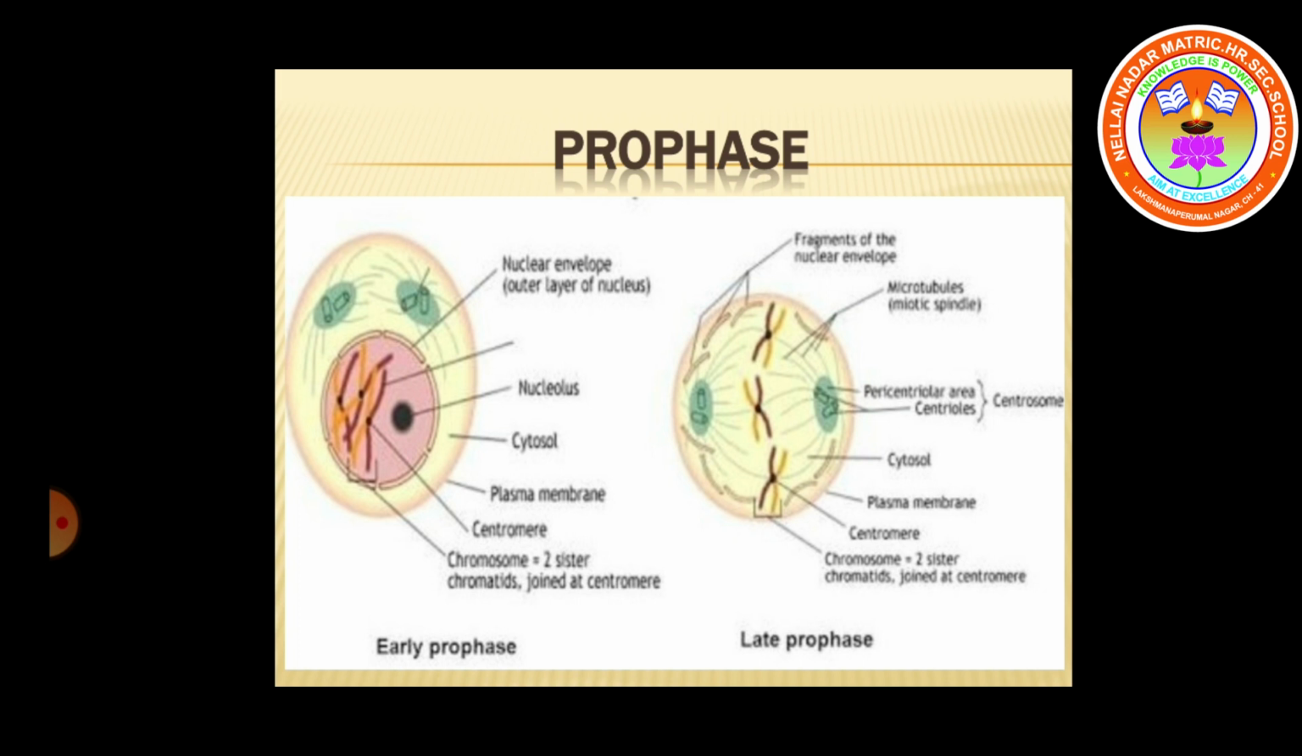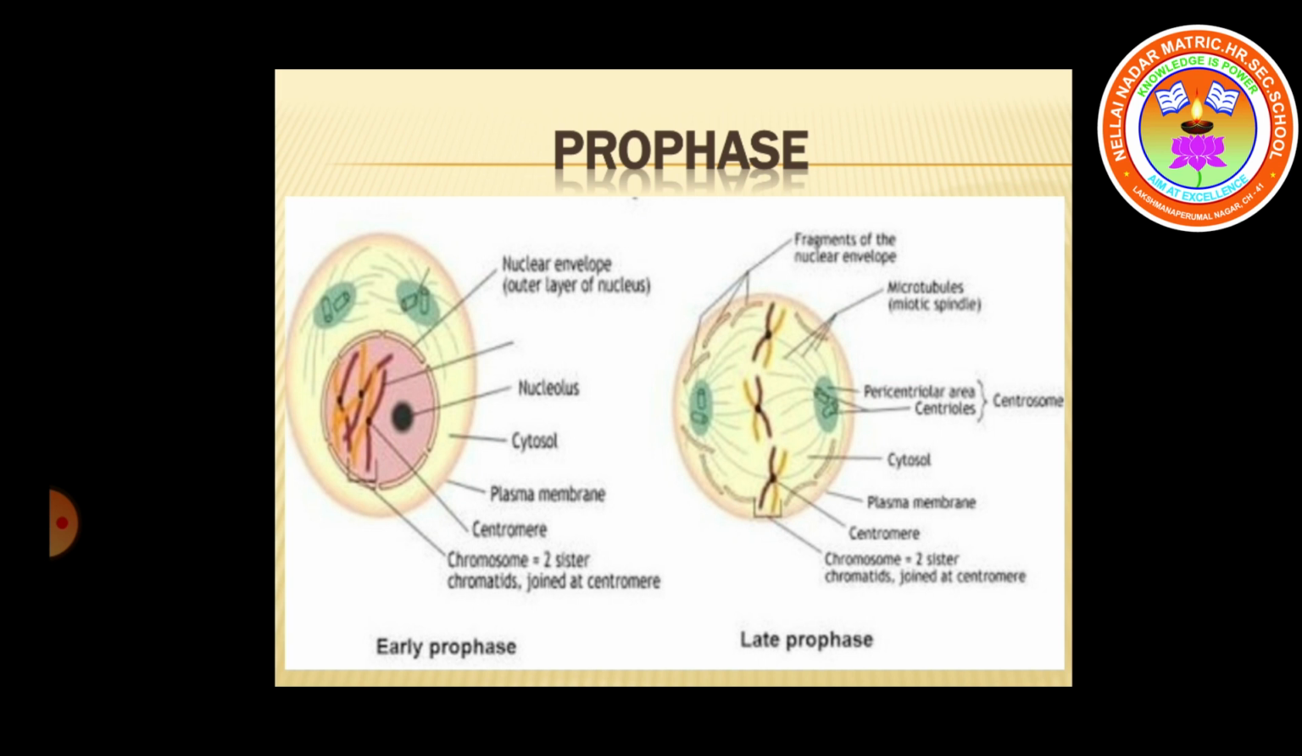Each centriole is surrounded by aster rays. You can see some lines over there, and the green color is the centrioles, which are surrounded by the aster rays. Spindle fibers appear between the 2 centrioles.